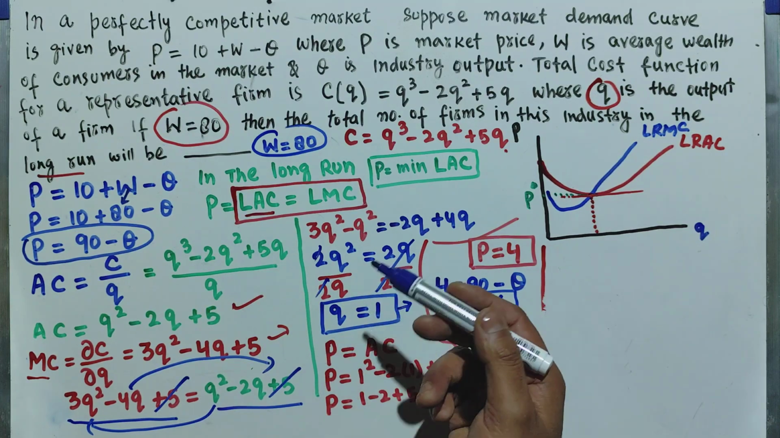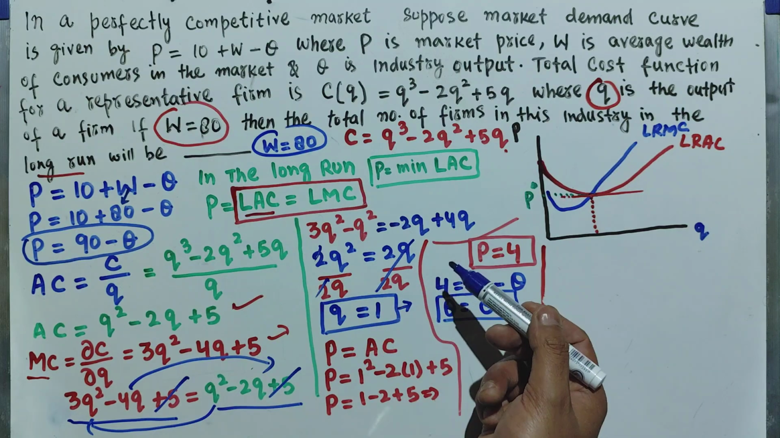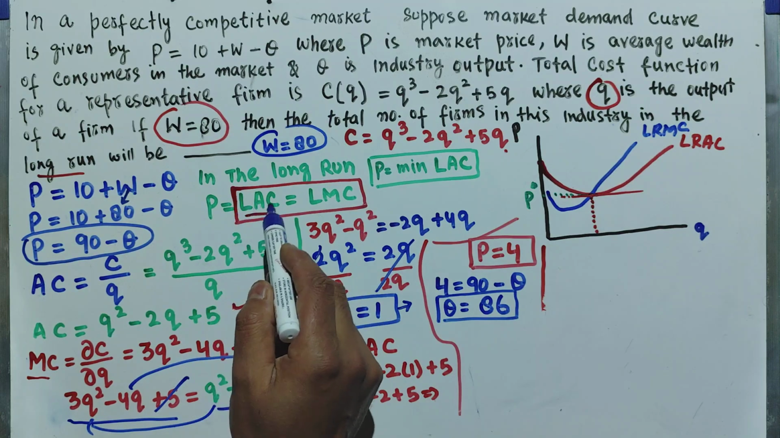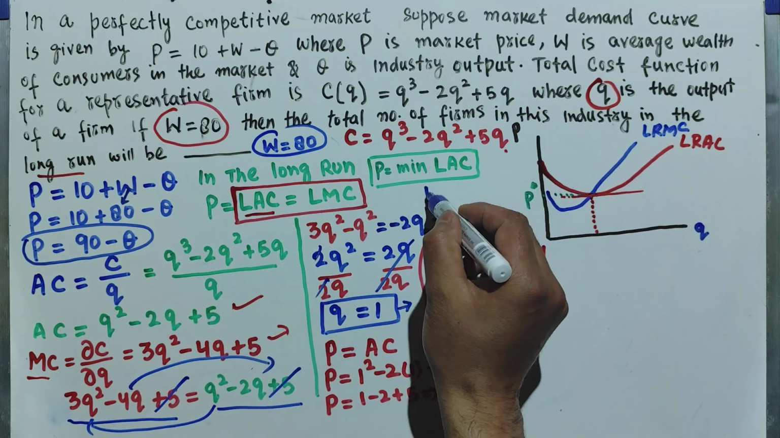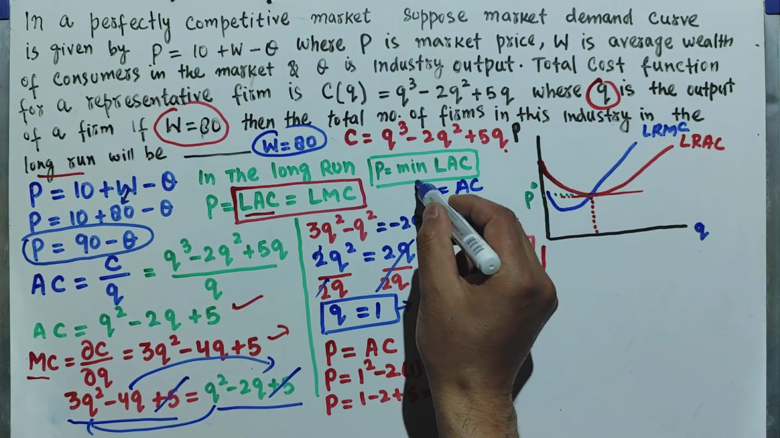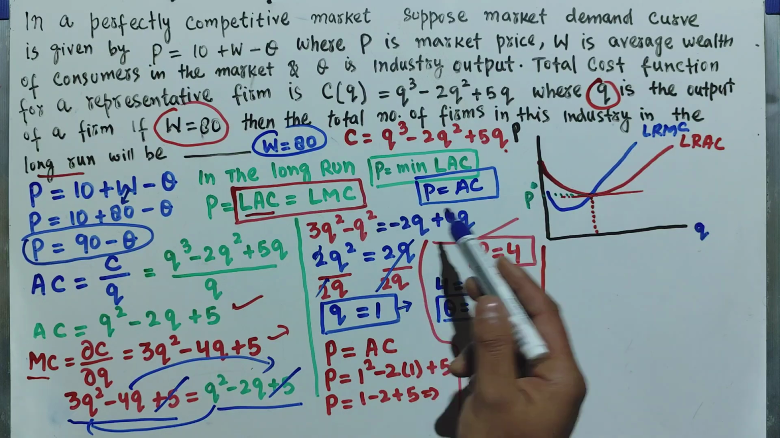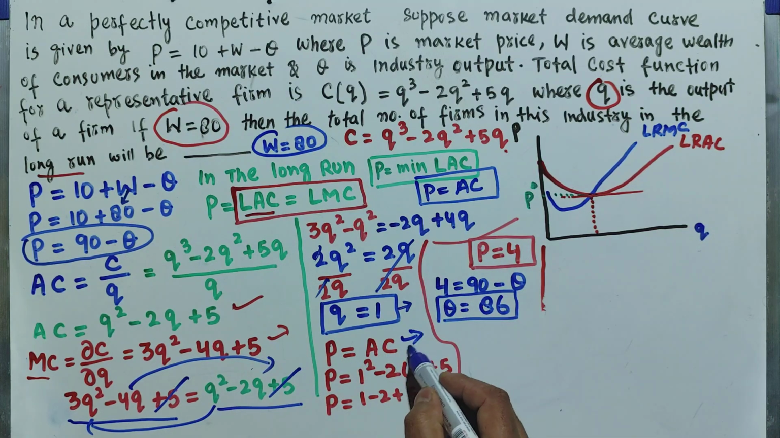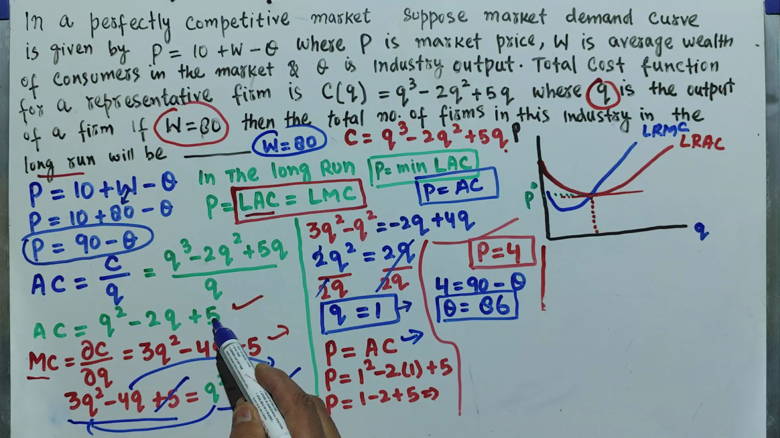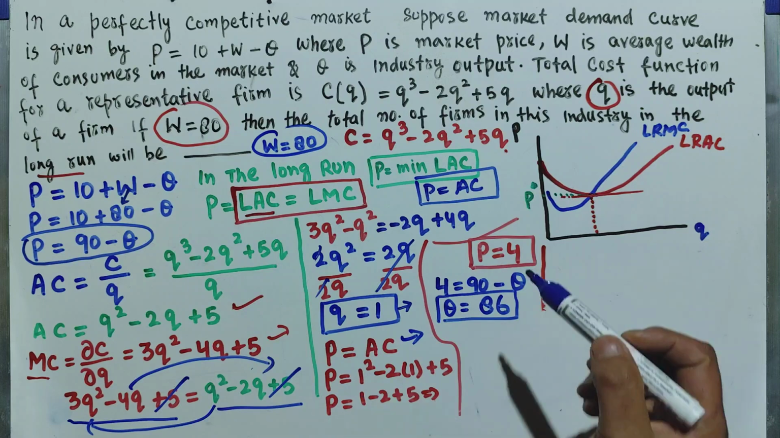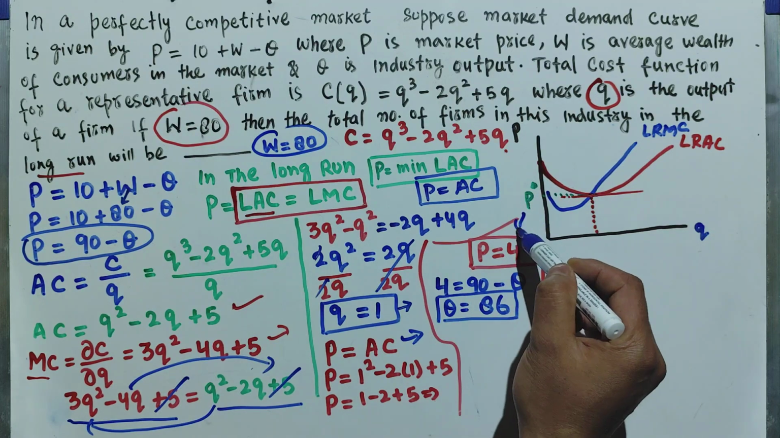That means each firm in this industry will produce 1 unit of output in the long run. Now using this condition, that is price is equal to long run average cost, we equate price with average cost. We evaluate average cost at q is equal to 1 to find out the corresponding price. So P is equal to average cost. The average cost function is this very function, so we evaluate it at q is equal to 1. That means in place of q square we have 1 square, in place of q here we have 1. Solving this, we will get the market price equal to 4. Okay, so we are done with the market price.